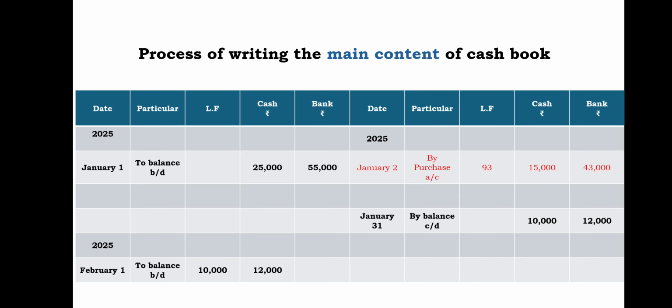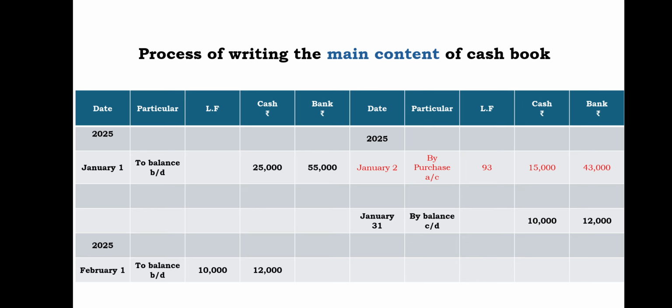So whenever you bring a balance from the previous month, because you always have a balance in your cash book, you always write it on the debit side by the name to balance brought down. Remember, on the debit side we always write "to". As we can see, at the start of the month we have 25,000 rupees in the cash account and 55,000 rupees in the bank column. Now, once we write down the starting balance, we can start seeing what actually happened during the month of January.